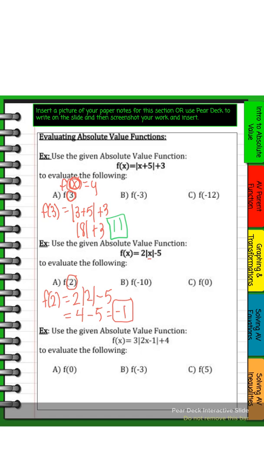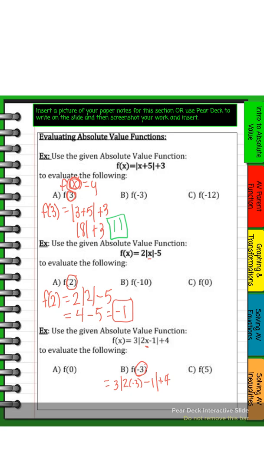Let's look at this last example. Evaluate the following f of 0. Well, I'm going to go ahead and do this one right here. So let's do part B, f of negative 3. So f of negative 3 tells me that I'm plugging negative 3 in for x right there. So this is going to equal 3 absolute value, 2 times negative 3, minus 1, close your absolute value bars, plus 4.